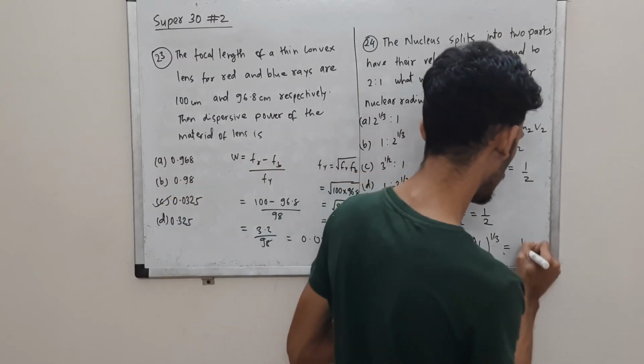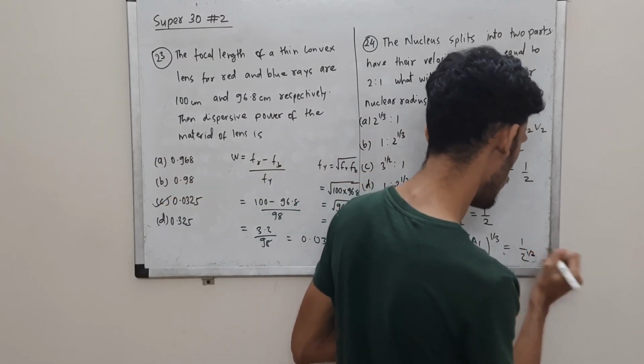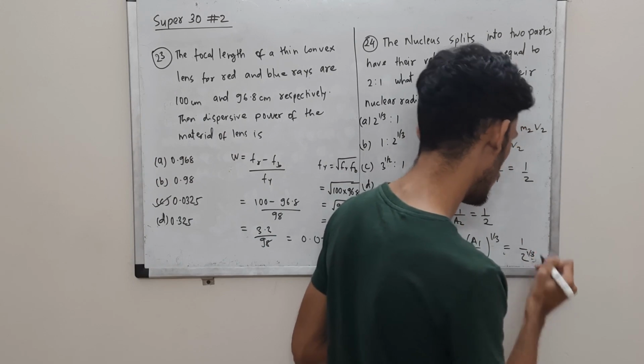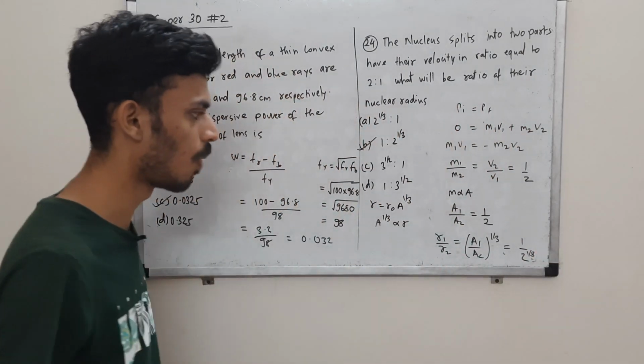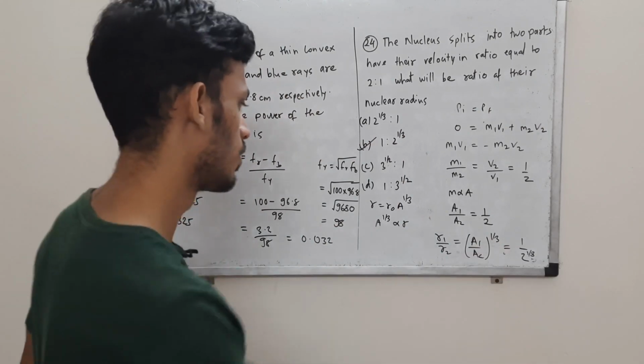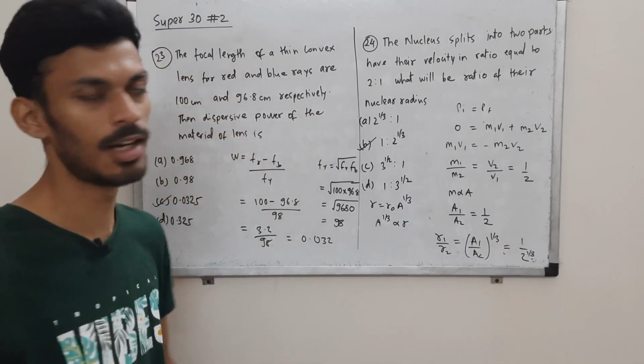Simple logic. So (1 by 2) raised to 1/3. And where is that? In option B, 1 is to 2 to the power 1/3. So that is your ratio of the nuclear radii.